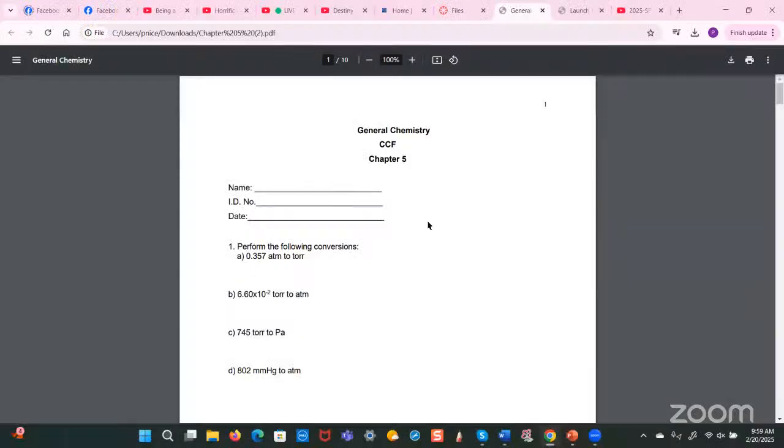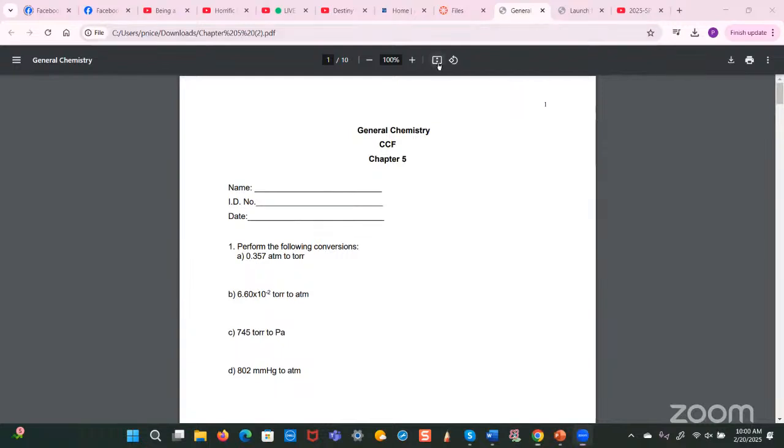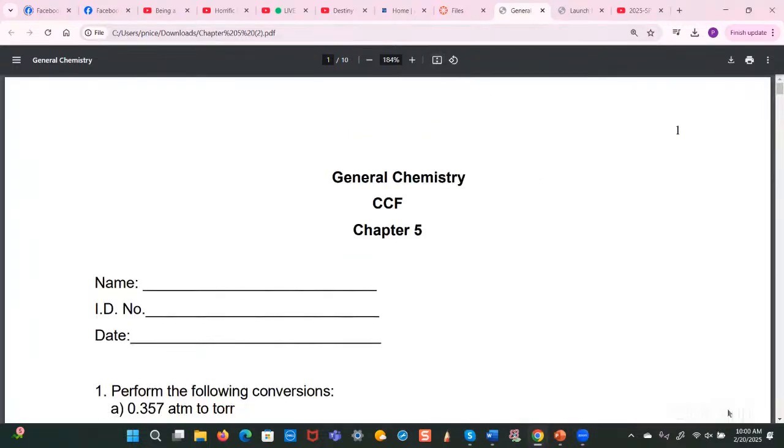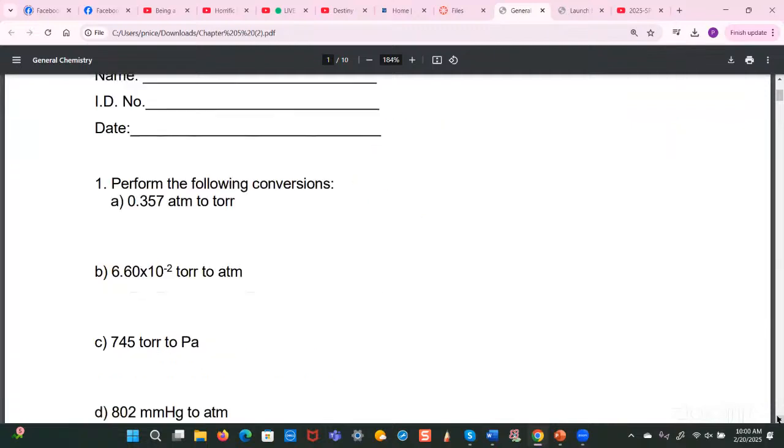First, actually, number 1 should be relatively easy for you guys to do. It's a matter of just converting from 1 unit of pressure to another. So how would you do number 1A?